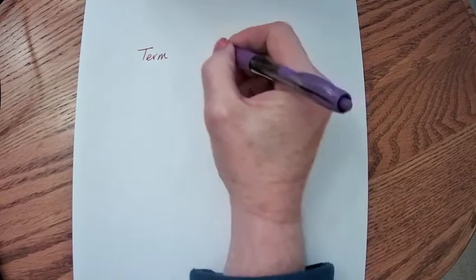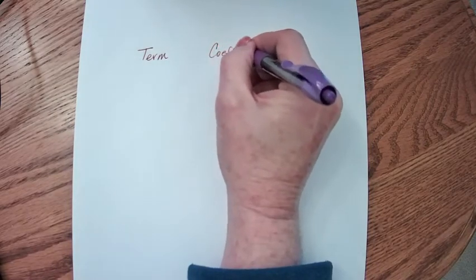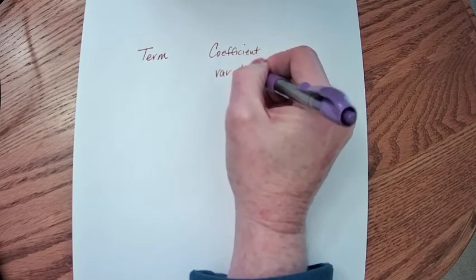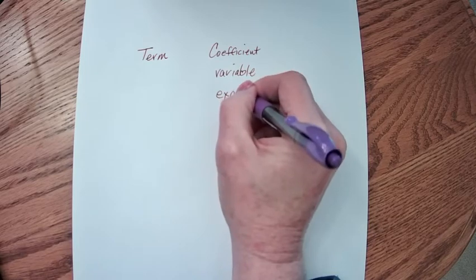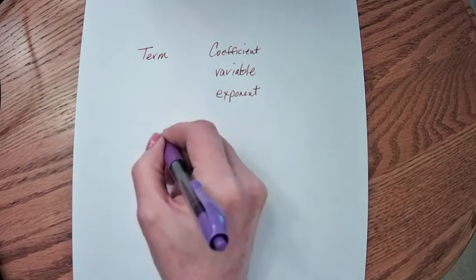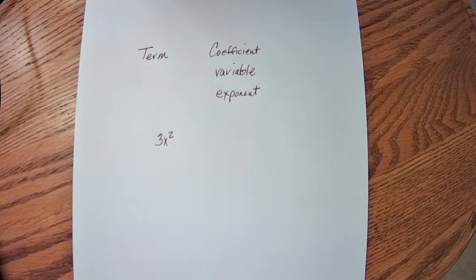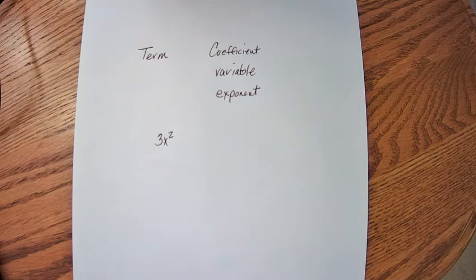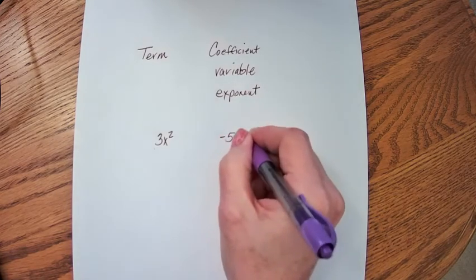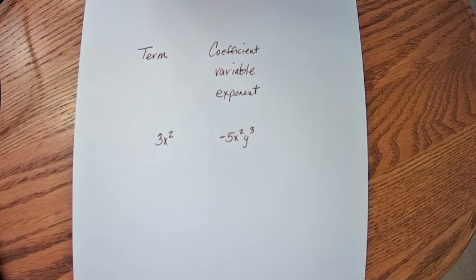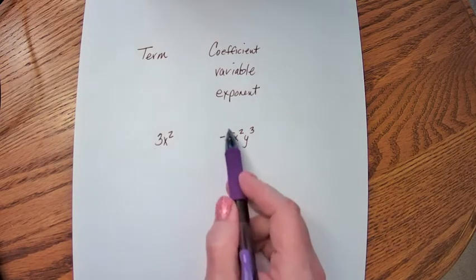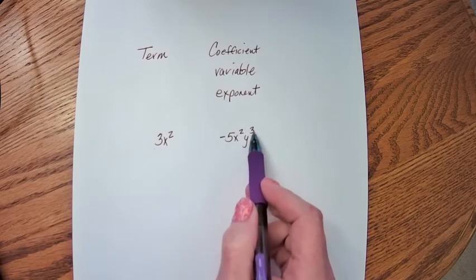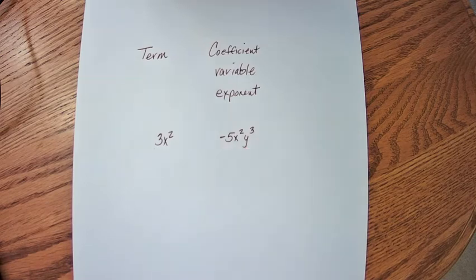And a term has a coefficient. It can have a variable, and it can have an exponent. So 3x squared is considered a term. The 3 is the coefficient, the x is the variable, the 2 is the exponent. Negative 5x squared y to the third is a term. Negative 5 is the coefficient. X is a variable, 2 is the exponent. Y is a variable, 3 is the exponent. So that's a term.